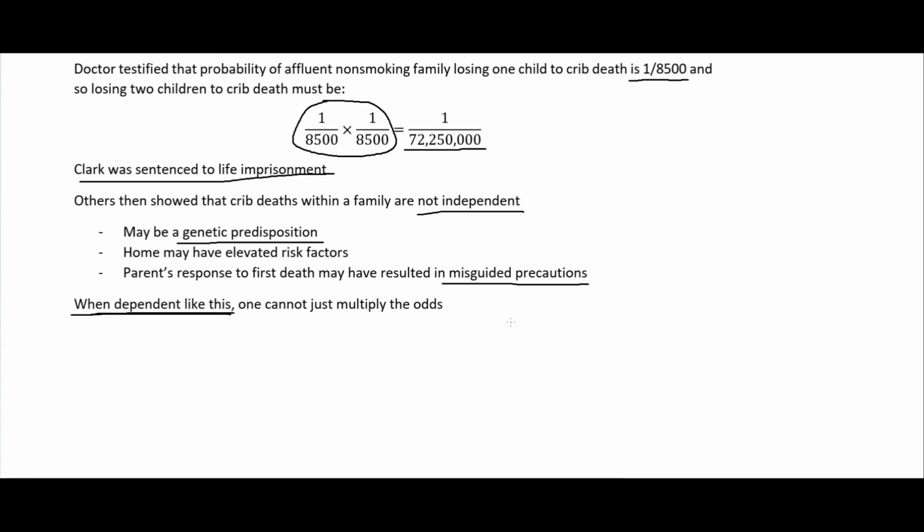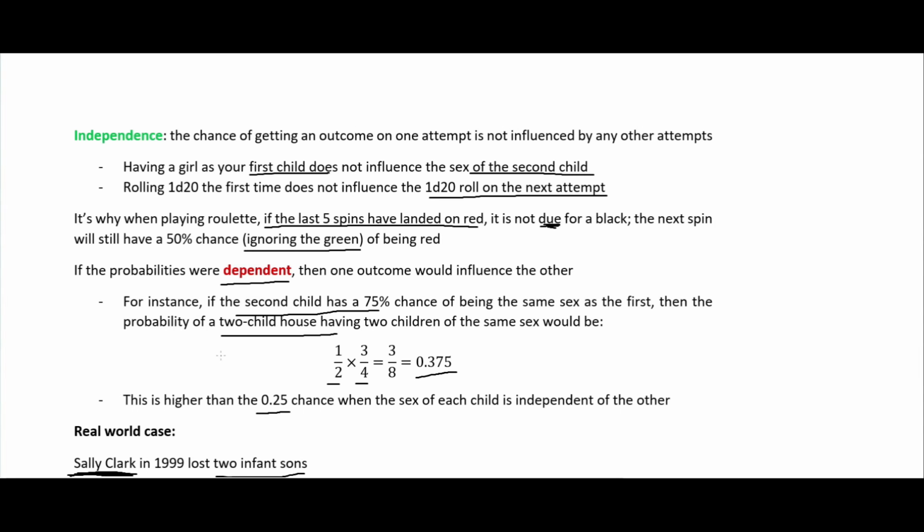And that will actually get us in a future video into conditionals, so what is the probability of a crib death given a genetic predisposition, but I won't get too much into that here. I'll get into that in a future video. And in the future video, I'll give a somewhat more mathematical or rigorous definition of independence.